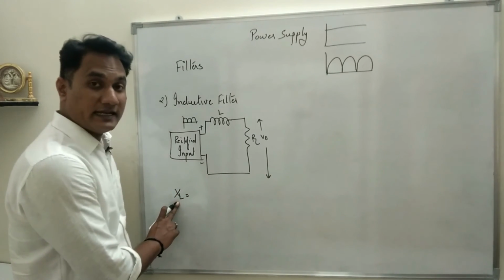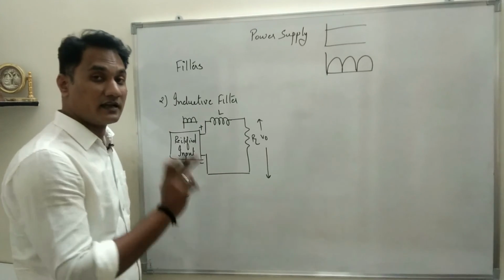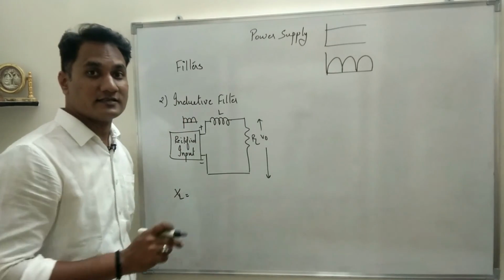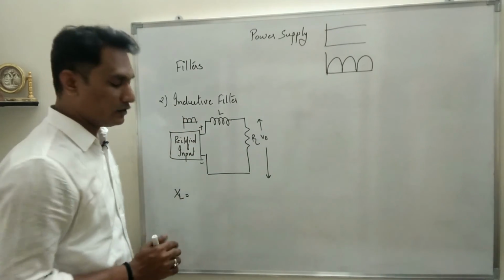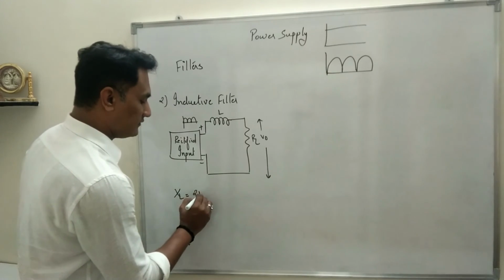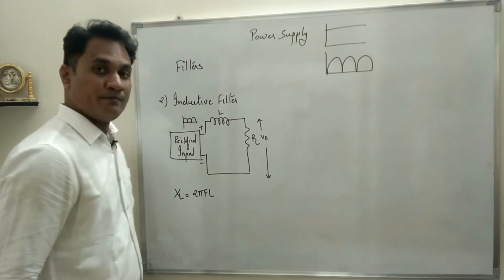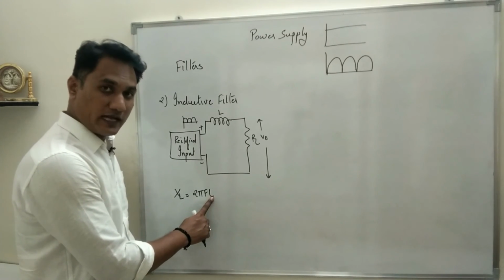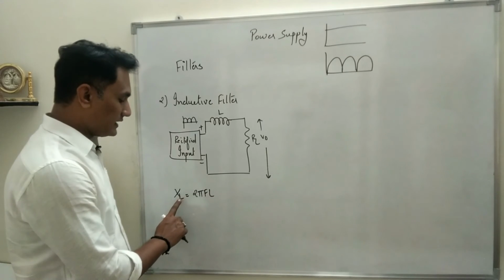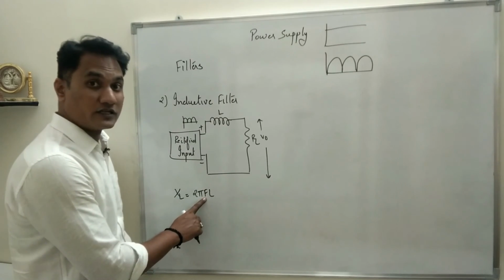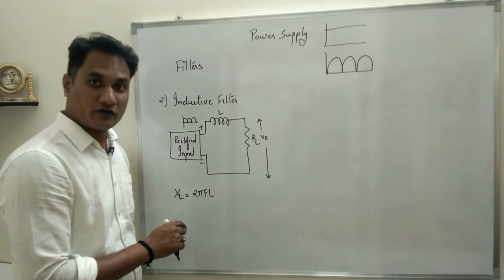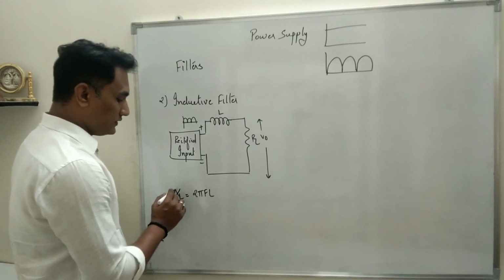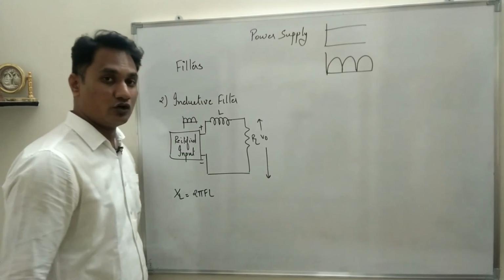XL indicates inductive reactance. That means the resistance offered by the inductor to two different signals, in this case AC and DC. Okay, so XL in the formula is given by 2 pi F L, where 2 pi is constant, L is inductance, which will be a fixed value. So we can say XL depends upon frequency, the frequency of the input signal. Since 2 pi L is constant, XL is directly proportional to frequency.